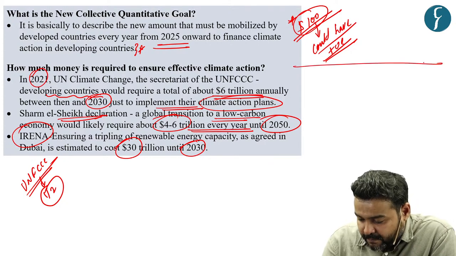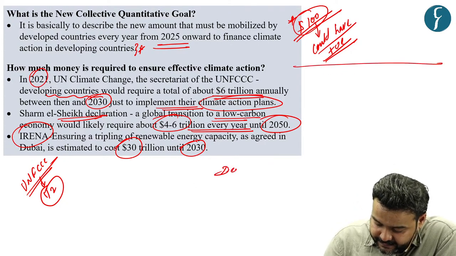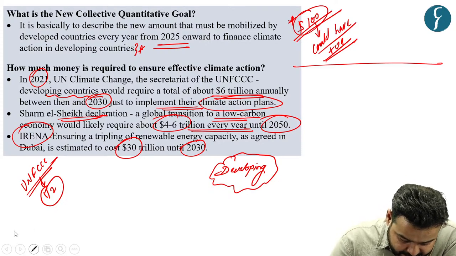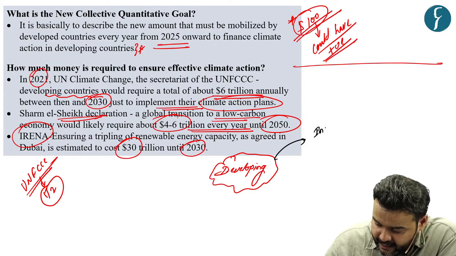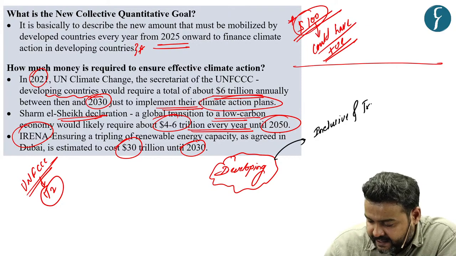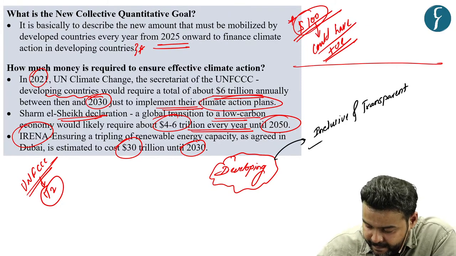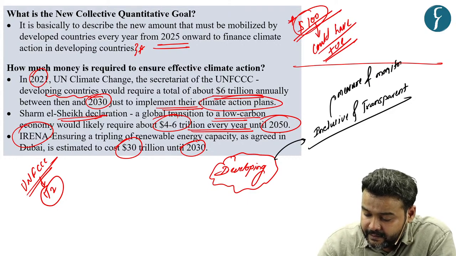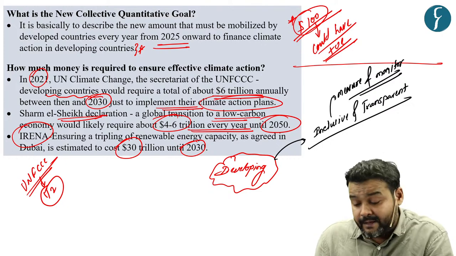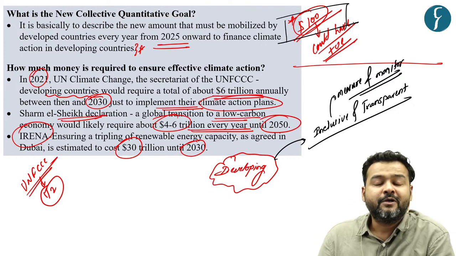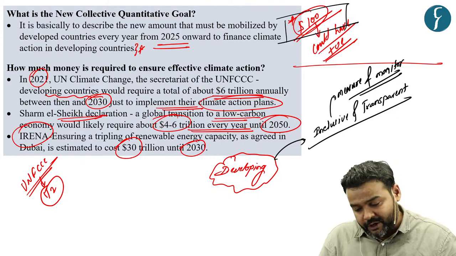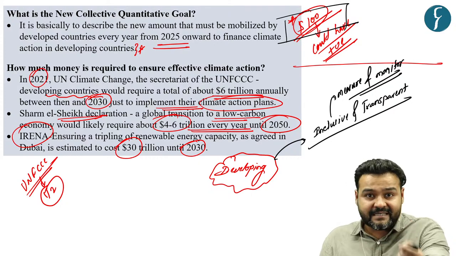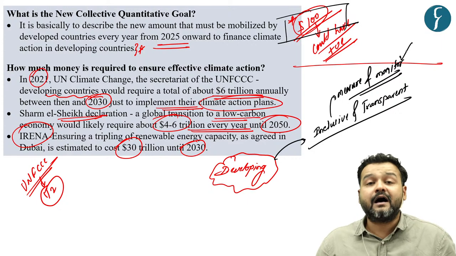Further, he says that in Baku, what developing countries would be expecting, first is an inclusive and transparent mechanism to measure and monitor the amount that is going to be designated, because this $100 billion amount was decided without any consultation. So what developing countries expect from Baku is that there should be an inclusive and transparent method to first measure what amount is required, and then monitor how it is being delivered.